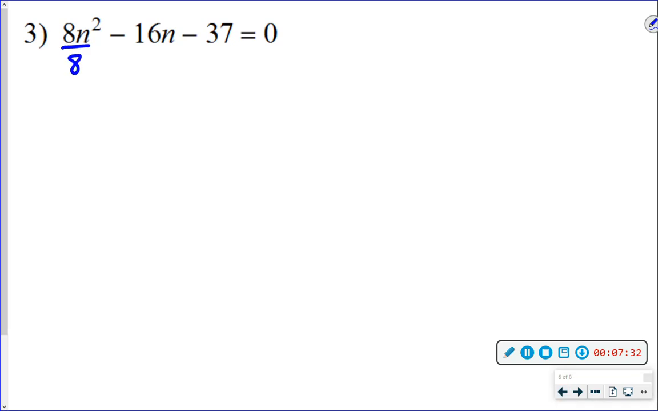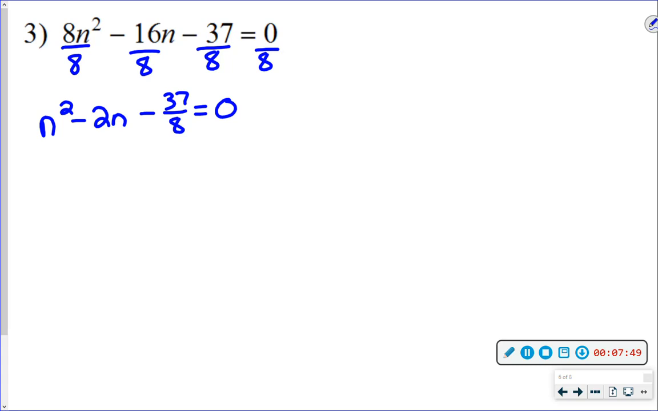I'm going to divide by 8. So the 8 over 8's nice. 16 over 8, got it. 37 over 8, ugh, is what it is. 0 over anything, 0. So it's going to be a little worse than the last one because clearly we have to deal with a fraction. Nobody loves a fraction. Well, I probably love a fraction more than you do.